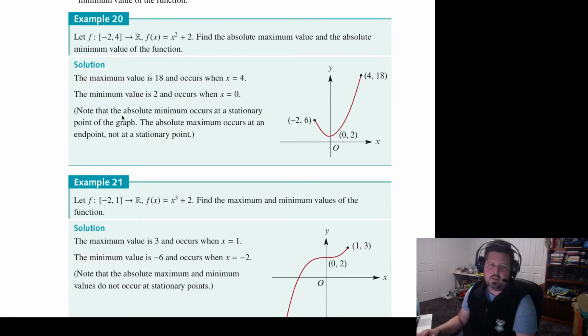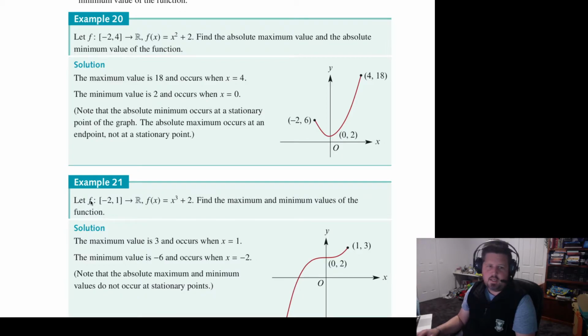So as it says here, note that the absolute minimum occurs at a stationary point of the graph. So in this case, the stationary point is the minimum. However, the absolute maximum occurs at an endpoint. And it's just making a note here that it's not necessarily at a stationary point. It could be somewhere else in between in that interval.